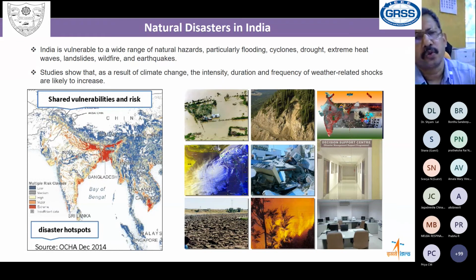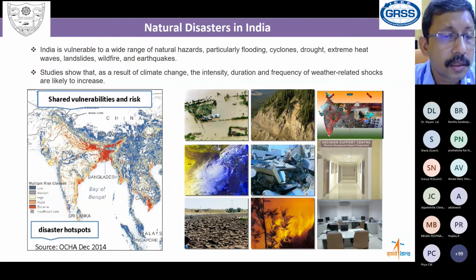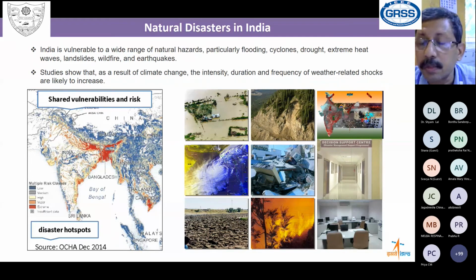So many studies have shown that as a result of climate change, the intensity, duration, and frequency of weather-related shocks are likely to increase. And if you see the vulnerabilities and risks, especially in the Indian subcontinent, it is basically the Gangetic Plains and the area of the delta, especially Bihar and the eastern coast of India. These are the areas which are at extreme risk for multiple disasters.